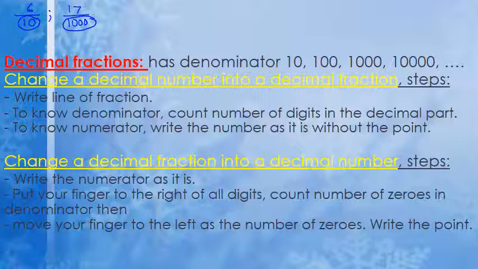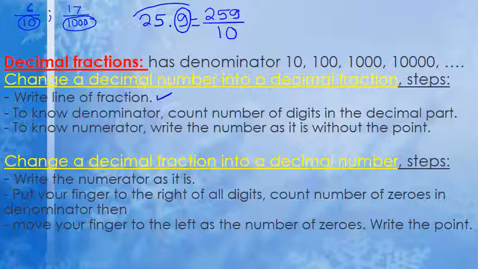If we have a decimal number in which we have a point and we want to change it into a decimal fraction, we have to follow steps. For example, if we have the decimal number 25.9, I want to write it as a decimal fraction. The first step, we should write the line of a fraction. To know the denominator, we count the number of digits in the decimal part. How many digits do we have in the decimal part? We have 1, so in the denominator we write 10. To know the numerator, we write all the number as it is without the point, 259.